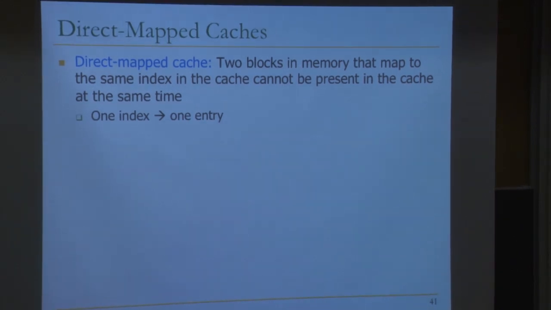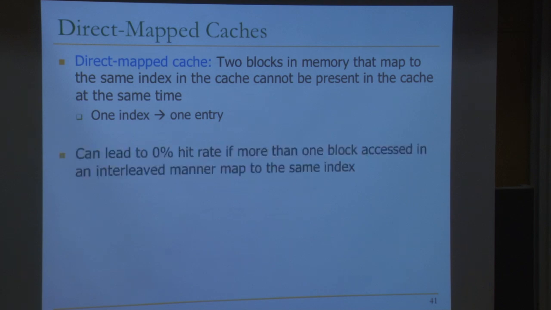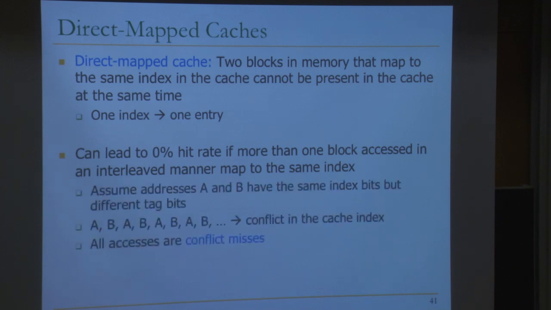If you look at this, the problem is you have one index and one entry. And two blocks in memory that map to the same index now cannot be present in the cache at the same time. This can lead to a 0% hit rate if more than one block is accessed in an interleaved manner. So that's what I was showing you earlier. If addresses 0 and 8 have the same index bits but different tag bits, they conflict in the cache. And all these misses will be conflict misses.